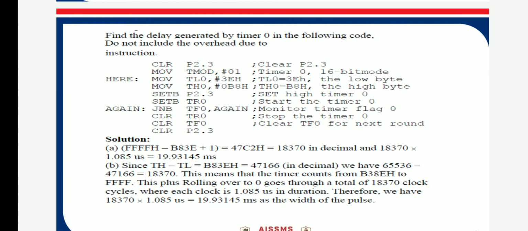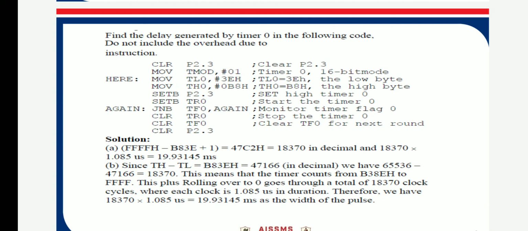Now to calculate the delay generated here, we have to subtract the content in the TL0 and TH0 registers from the maximum value, that is 4 times F minus E38B plus 1. This plus 1 occurs due to the overflow.